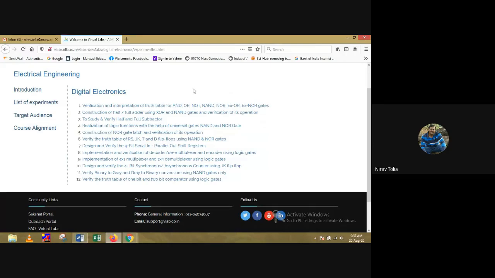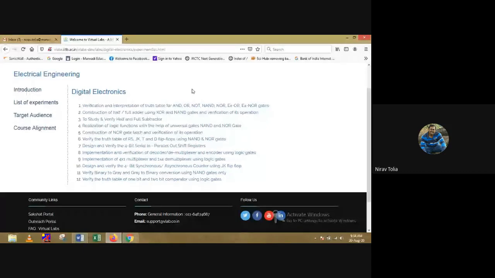Today we have to perform the first experiment, which is the verification and interpretation of truth tables for all the logic gates. Here we have the list of experiments. In the second experiment we have half adders and full adders, and in the third experiment we have subtractors. So we have 12 experiments, and we are performing these 12 experiments in the virtual lab.